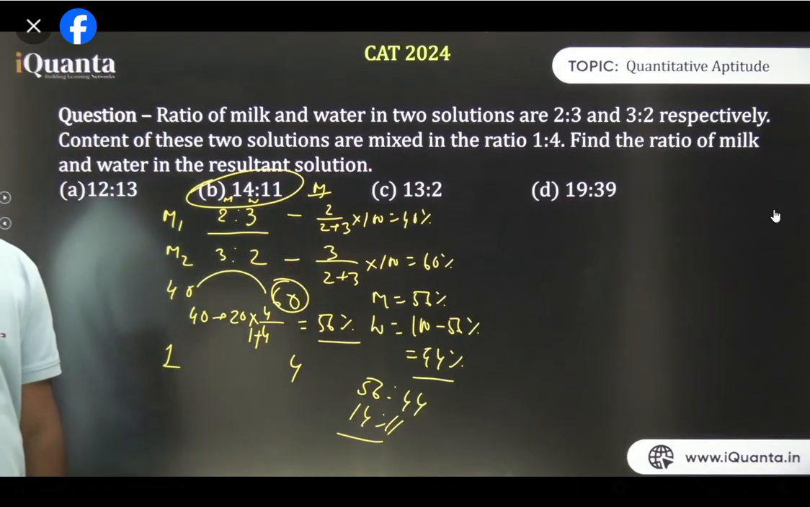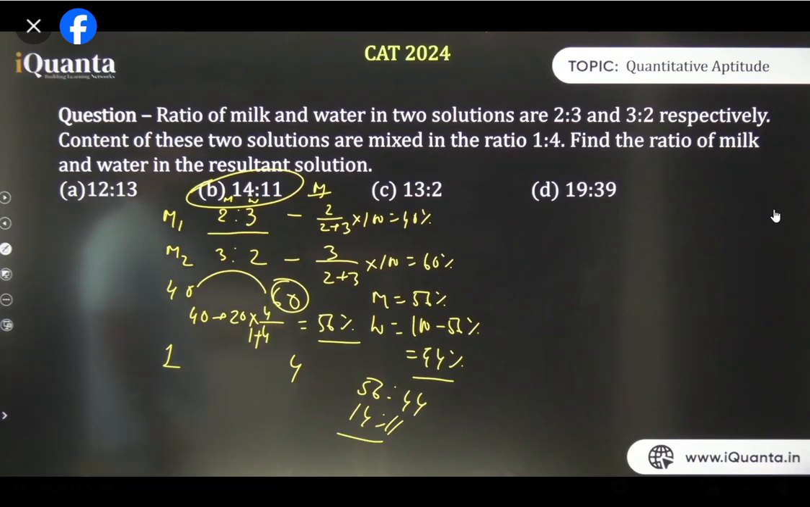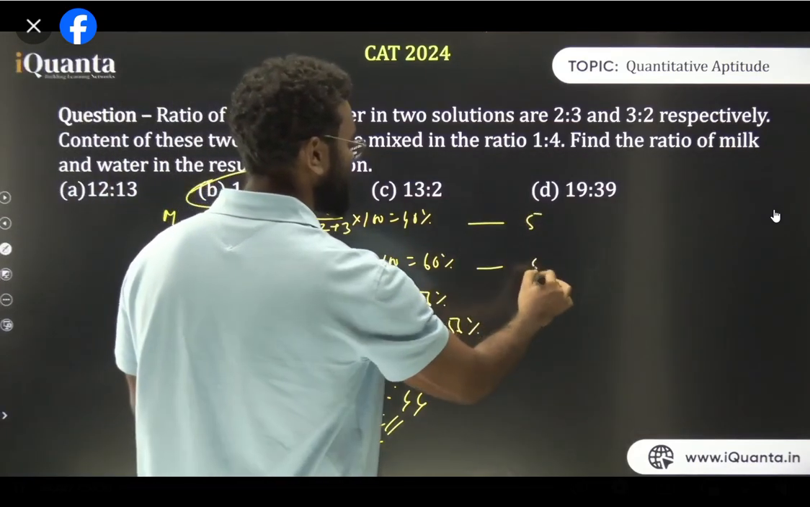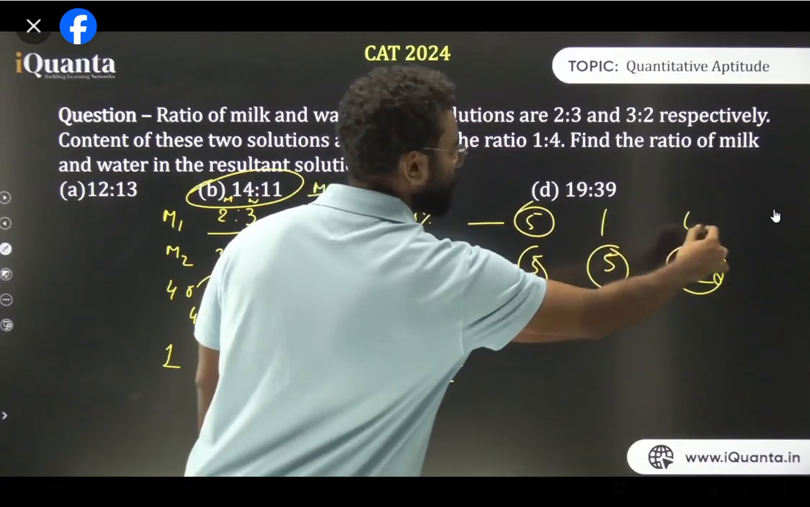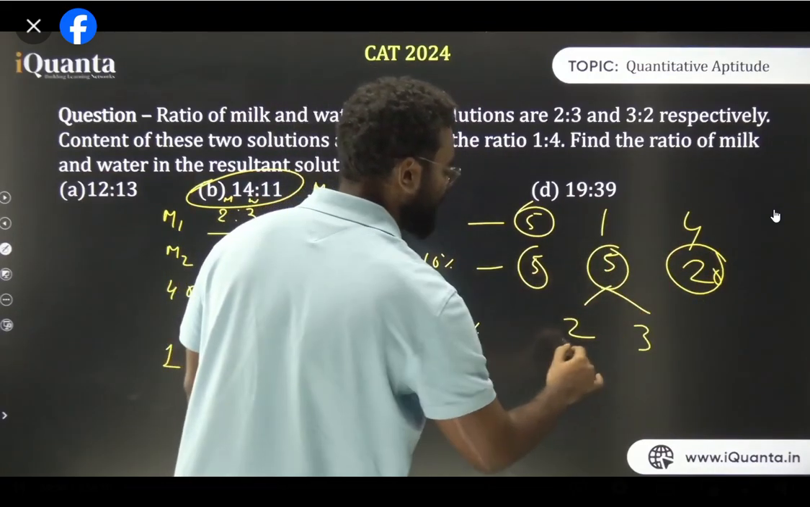You can solve this question in the third method also. You can say 2 plus 3 is 5, 3 plus 2 is 5. So take the first one as 5 units, take the second one as 20 units, because the ratio is 1:4. So in 5 you can also do that: 2 units, 3 units, that is milk, that is water.